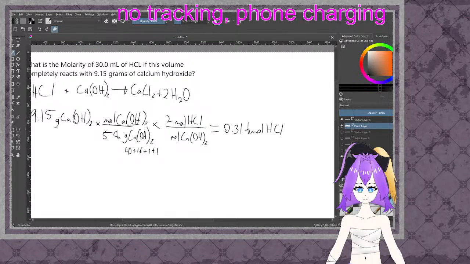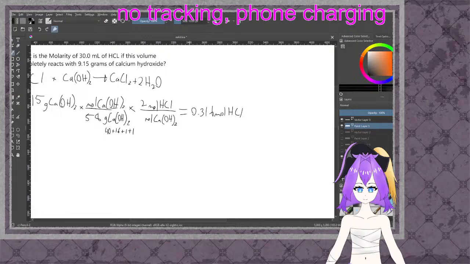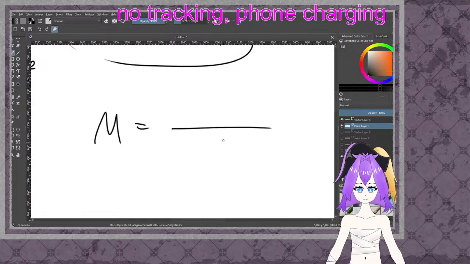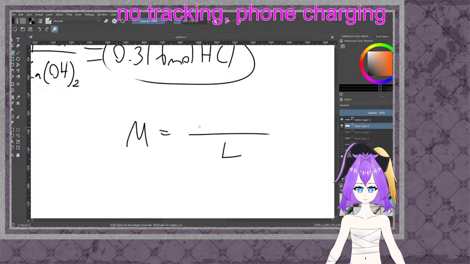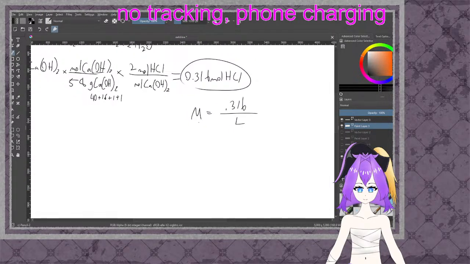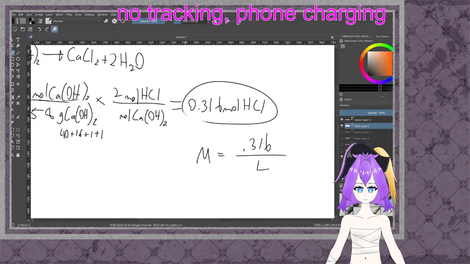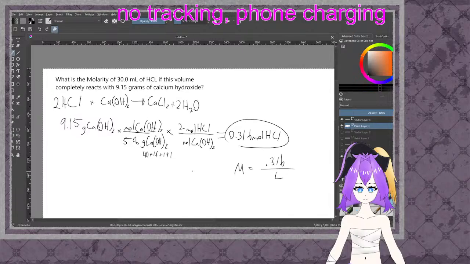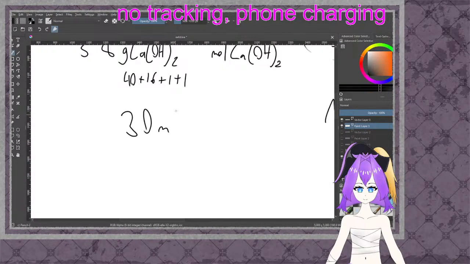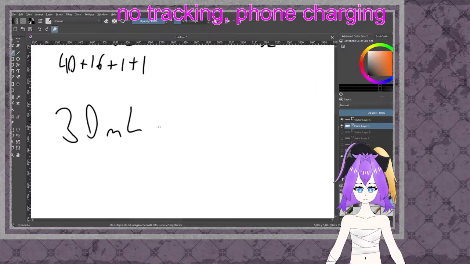So given our moles, our molarity over 1 liter is just 0.316. Your molarity happens to be the exact same as your moles, from what I've seen. So now we just take 30 milliliters of hydrogen chloride.